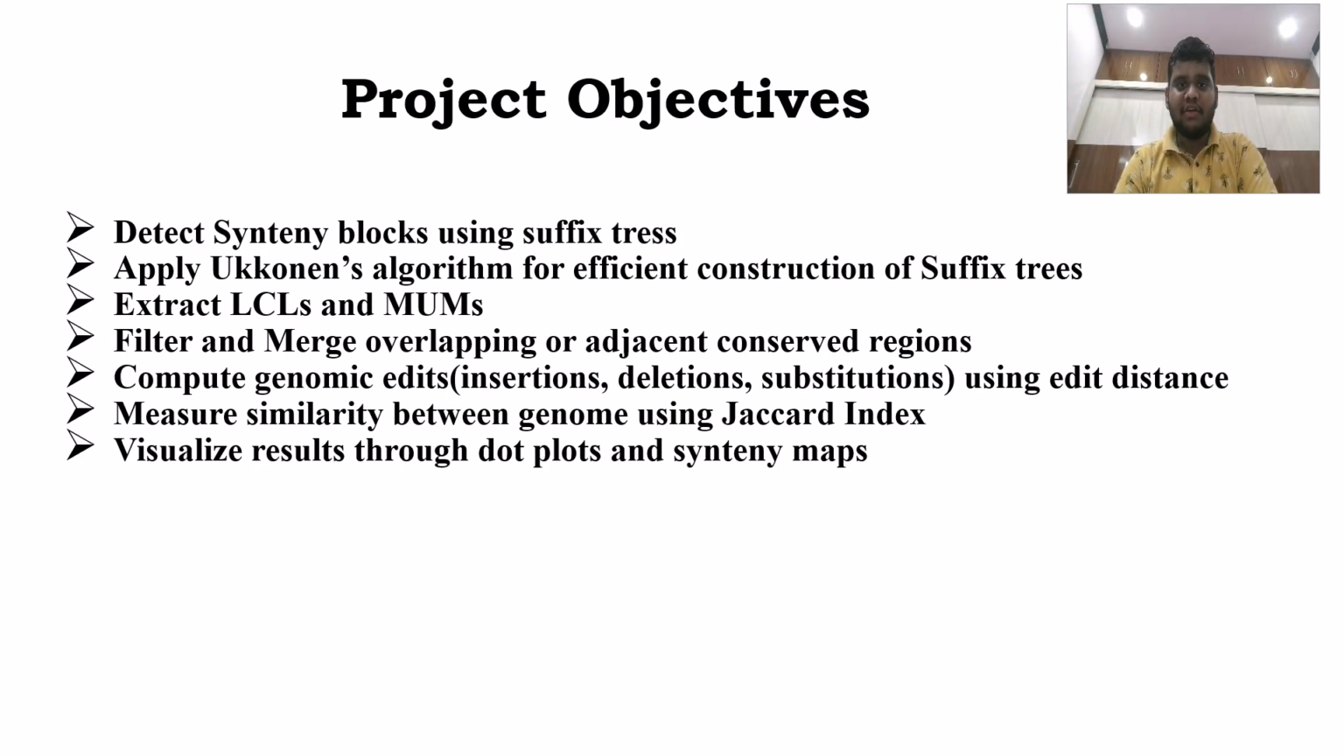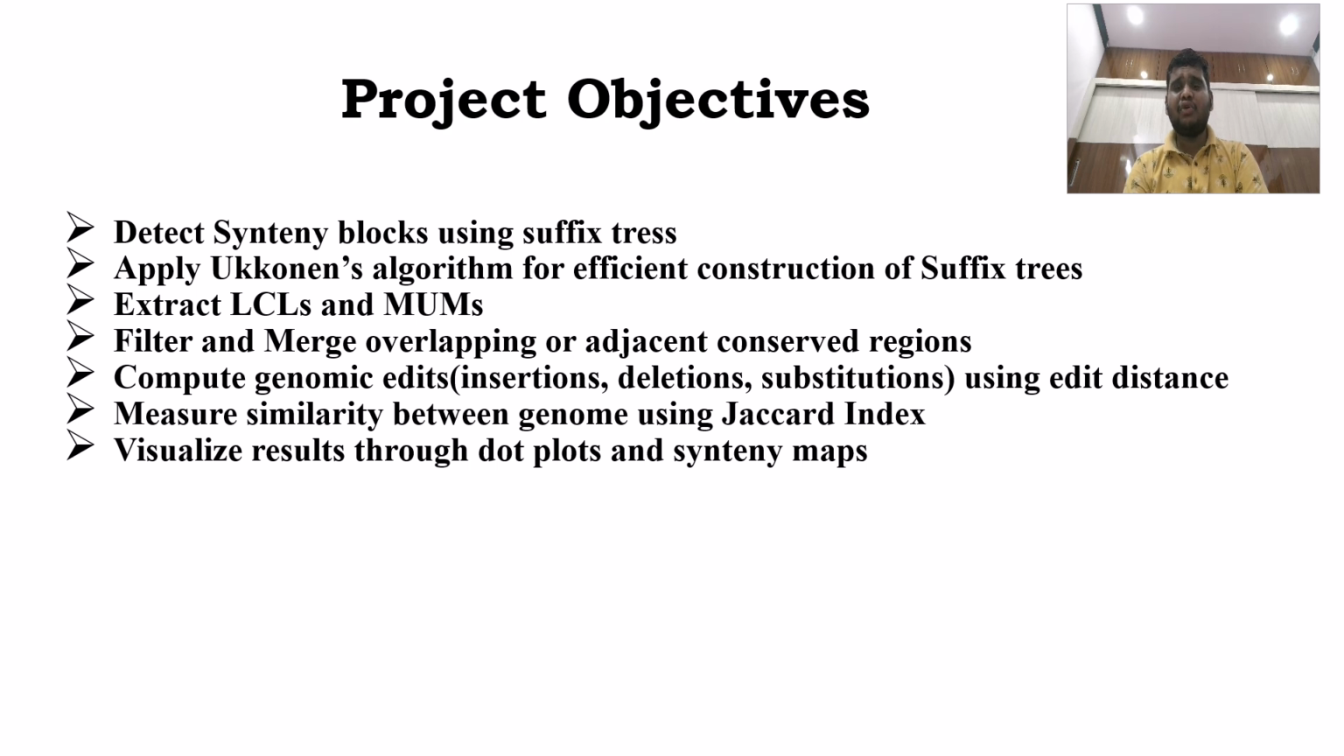Coming to our project objectives. We are going to find synteny blocks using suffix trees. We are using Ukkonen's algorithm to efficiently construct suffix trees. After that, we are going to extract longest common substrings LCS and maximal unique matches MUM. So after extracting LCS and MUMs, we are applying filtering and merging algorithms on overlapping or adjacent conserved regions in our genome. After doing that, we are going to calculate genomic changes, like how many insertions, deletions, and substitutions are required for a particular genome to convert into another genome.